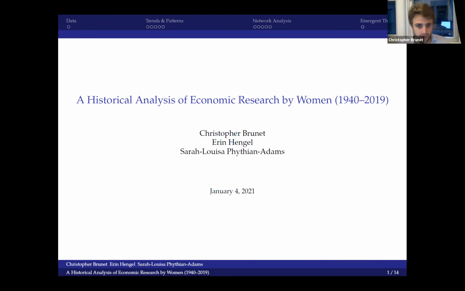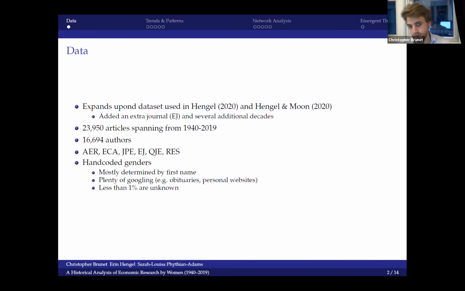I'm going to jump right into the first slide, which is what our data looks like. We expand upon the data set used in Hengel and Moon. We added an extra journal, Economic Journal, and several additional decades' worth of data. Ultimately, we're left with 23,000 articles spanning from 1940 to 2019.